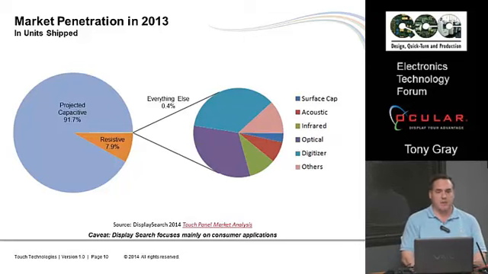So you can see that Pcap is almost 92% of the market, and resistive is almost 8%, which really doesn't leave much for anything else. So you notice in the graph that I'm showing, everything else, other than these two, basically only represents 0.4% of the touch technologies. But those are surface cap, acoustic, infrared, optical, digitizer, and then that plethora of other category that includes all kinds of other little bits and pieces.